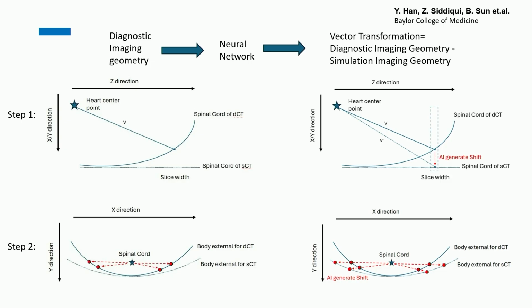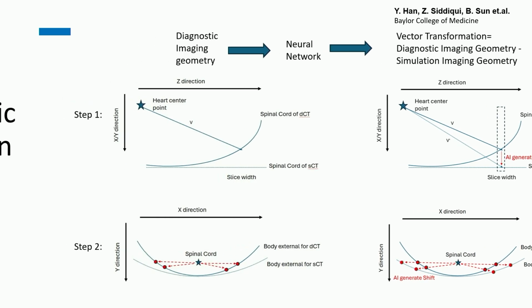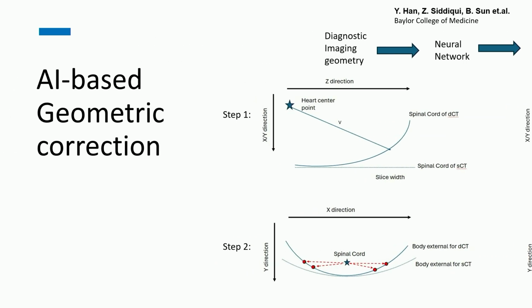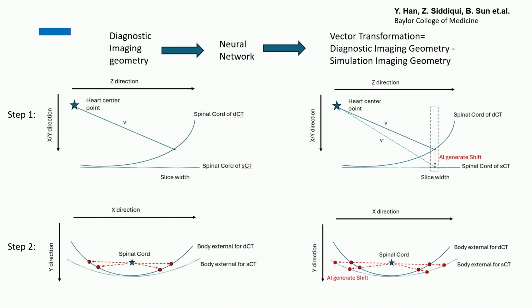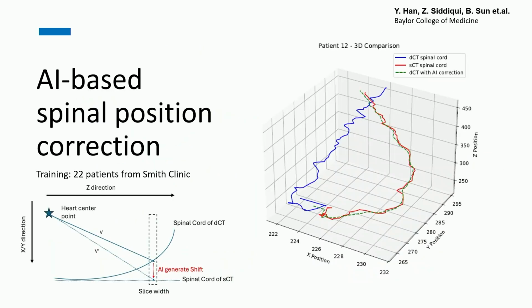Then we can get the AI-generated shift. And step 2 for the body bottoms, after the spinal positions, the spinal position of the diagnostic CT and the simulation CT should be overlapped. Then with the center of spinal cord, I can get a relative distance between the center of spinal cord to the body bottom. Then also go through a neural network, I can expect what it will look like for the simulation CT.